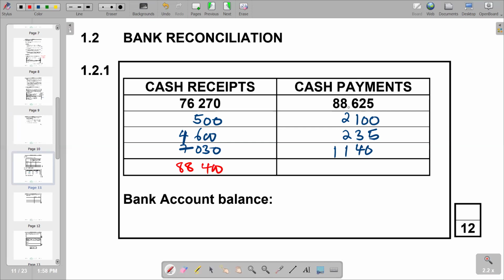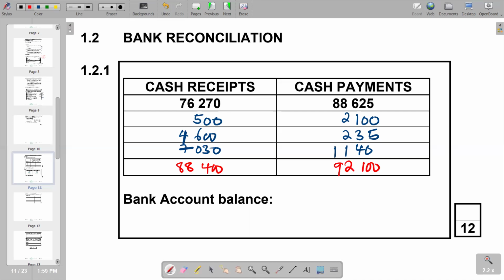Then on the cash payment journal, we're saying 88,625 plus 2,100 plus 235 plus 1,140. You get your total for the cash payment journal as 92,100.